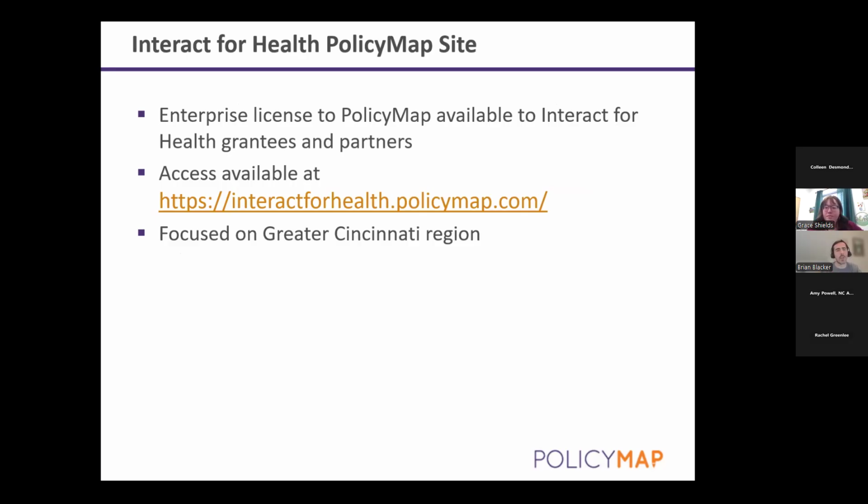So the Interact for Health PolicyMap site, what we refer to as an enterprise license or enterprise site, basically means it includes all the data and all the functionality of the PolicyMap platform, and it's available to the Interact for Health grantees and partners. The URL for the site is interactforhealth.policymap.com, which I'll pull up in just a second. It is primarily focused on the Interact for Health service area, this greater Cincinnati, Southern Ohio, Northern Kentucky region.